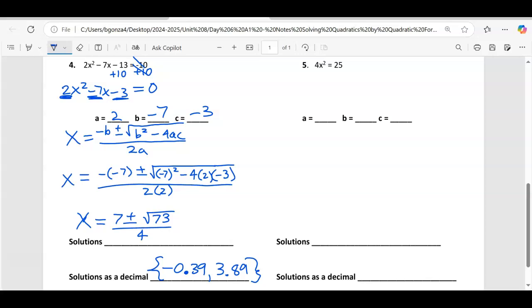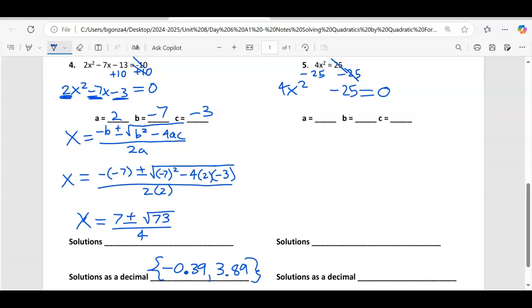Let's try another one. Number 5. I'm solving. I need it to be equal 0, so I need to get rid of the 25. The opposite of a positive 25 is a minus 25. Minus 25. Cancel these out. So 4x squared comes first. Minus 25 is going to go here.